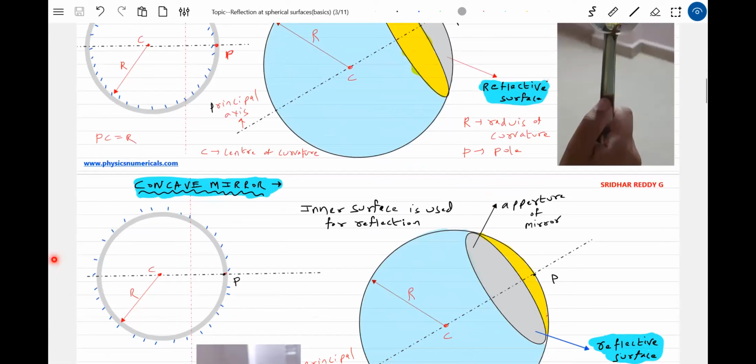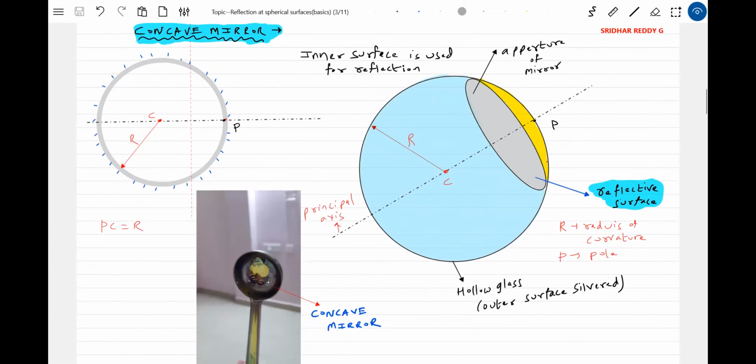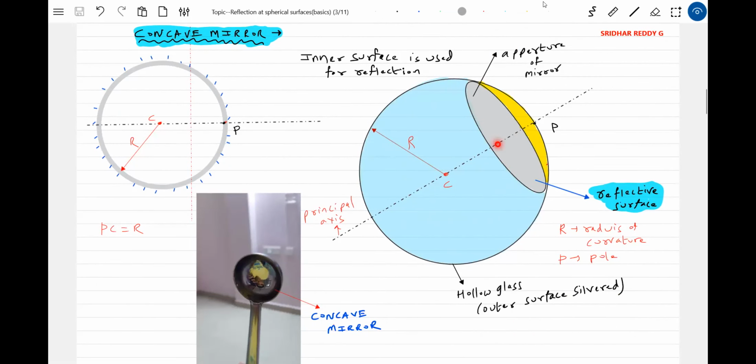Okay, now similarly, we have one more called a concave mirror, where the inner surface will be utilized as the reflecting surface. So again, I'll take a thin glass shell. I'm going to cut it at this particular part. Then the inner surface will be available for reflection, the reflective surface. When I cut it, the inner surface will be available for reflection.